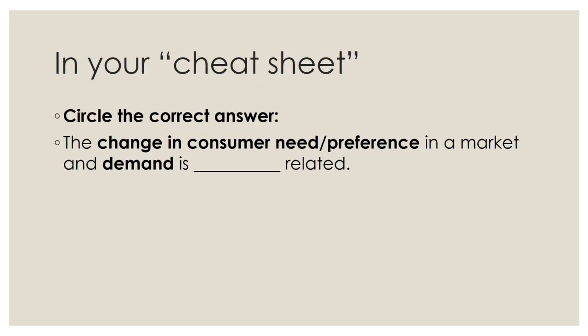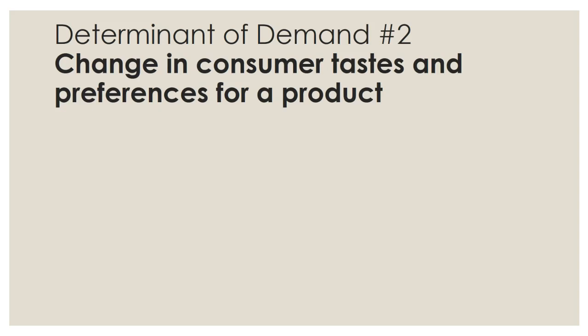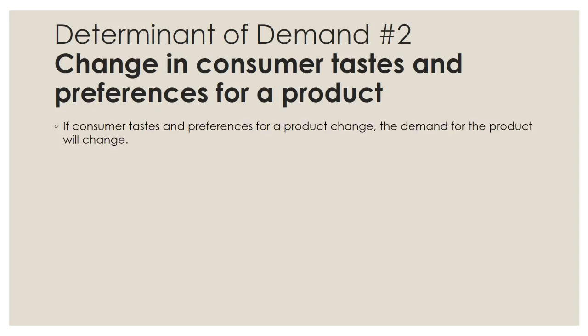So again, what kind of relationship is this? That when consumer preferences increase, demand increases. We would call that a what kind of relationship? Hopefully you circled direct. So, some examples.